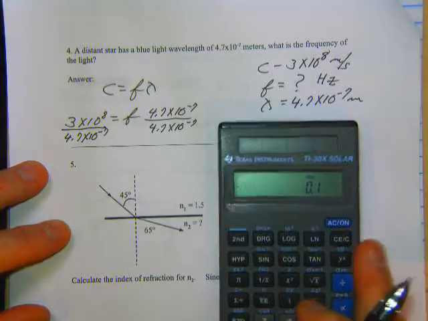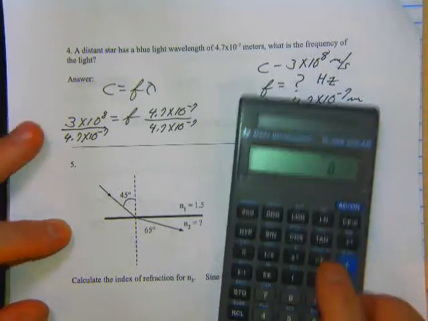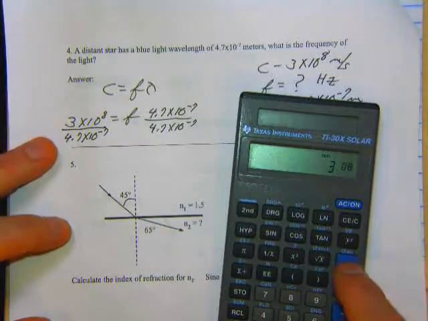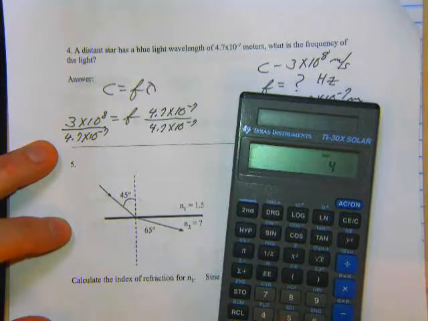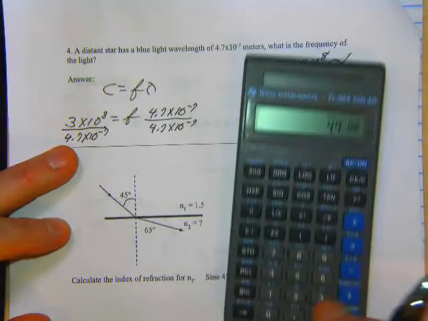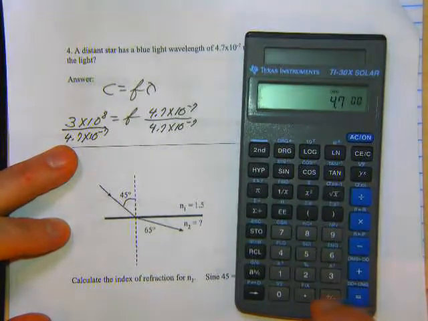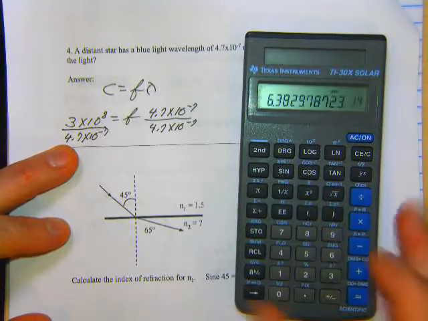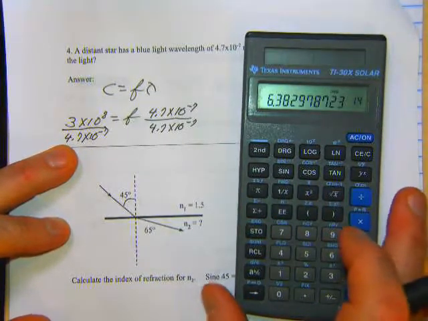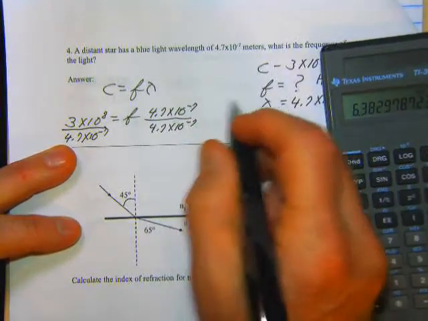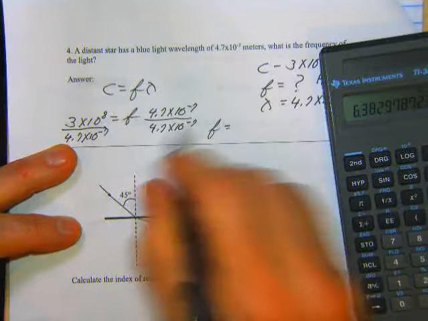Let's do it on my calculator here. Let's clear that one out. So 3e to the 8th divided by 4.7e, and that's to the minus 7th, so you've got to use the change of sign key down here. Just hit enter, and it's 6.4 times 10 to the 14th. So the frequency equals 6.4 times 10 to the 14th hertz.